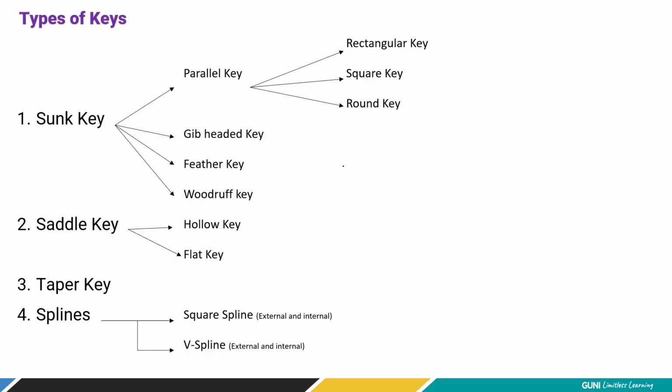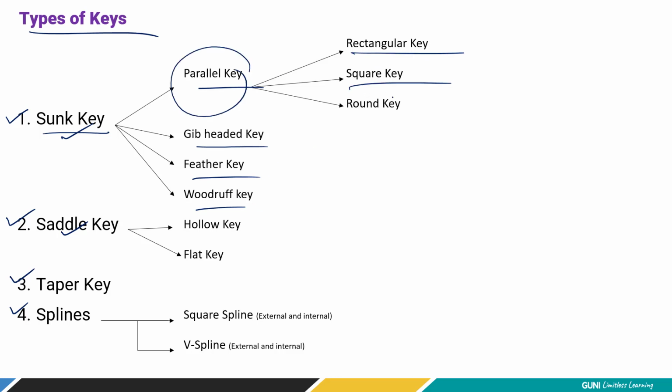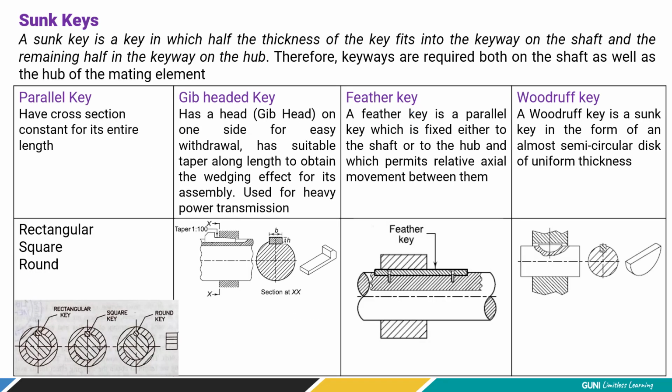Now there are types of keys, उसके भी क्लासिफिकेशन है, टाइप्स है. So basically first is sunk key, the name itself tells you the meaning, right? Second is saddle key, third is taper key, and fourth is special spline key. Let's talk about sunk and saddle key. Now again in sunk key we have parallel key, gib head key, feather key, woodruff key, right? Again in parallel key we have rectangular section, square section, and round section. Let's talk about it. Now what is sunk key?